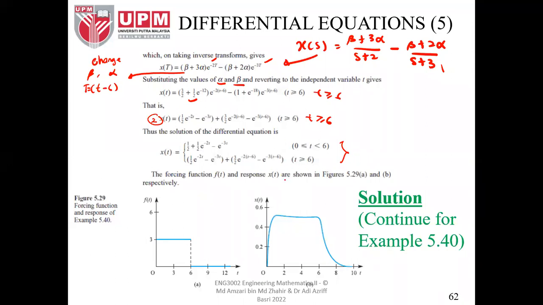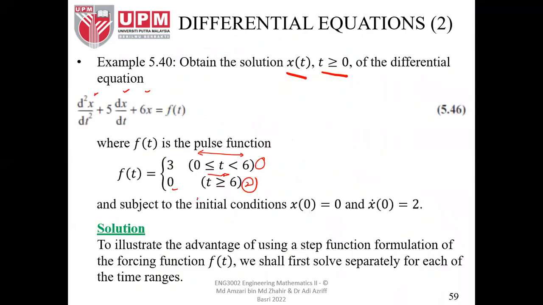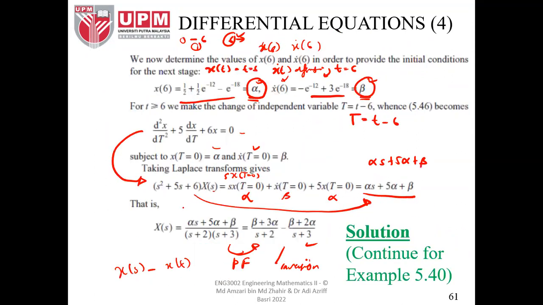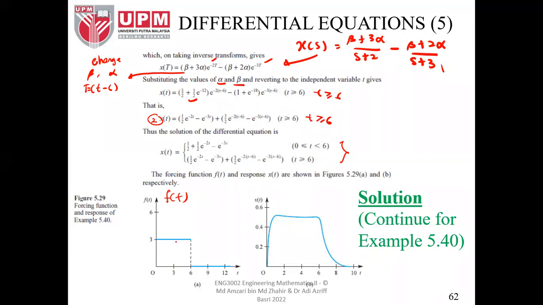Okay, so from here, what you can see is in terms of ft, the first function ft. When t is from 0 to 6 it is 3, and from t above 6 it is 0. So you can see the graph is 3 from 0 to 6, and from 6 and above is 0. When we already do the inversion of the differential equation, the equation will be something like this.